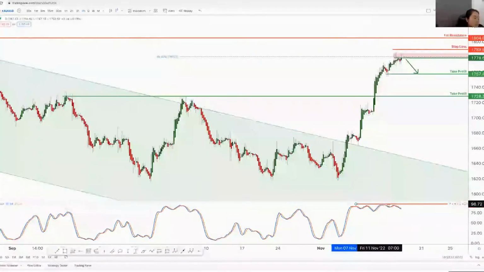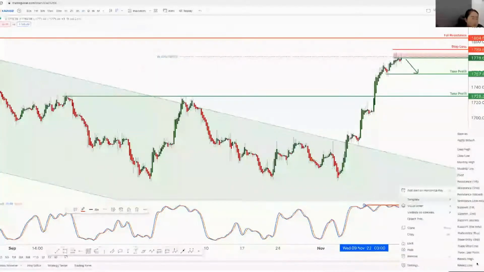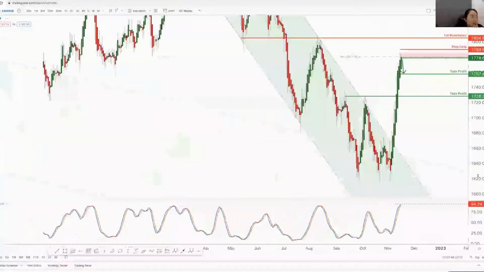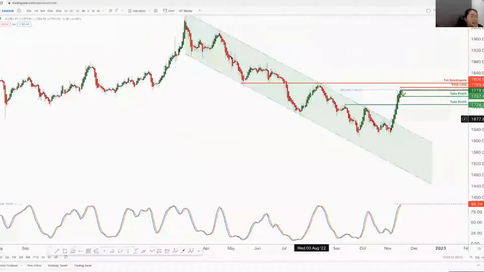Okay, guys, I'm going to run through again why I think it's a sell. Okay, so number one, overall, I think gold is a buy. Overall, I think gold is in an uptrend. Why? Because of the break of the channel and the break of the swing highs, the swing highs here.